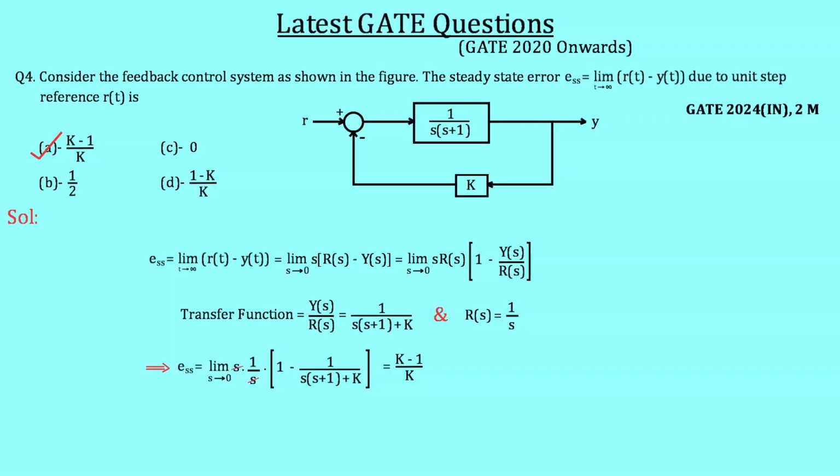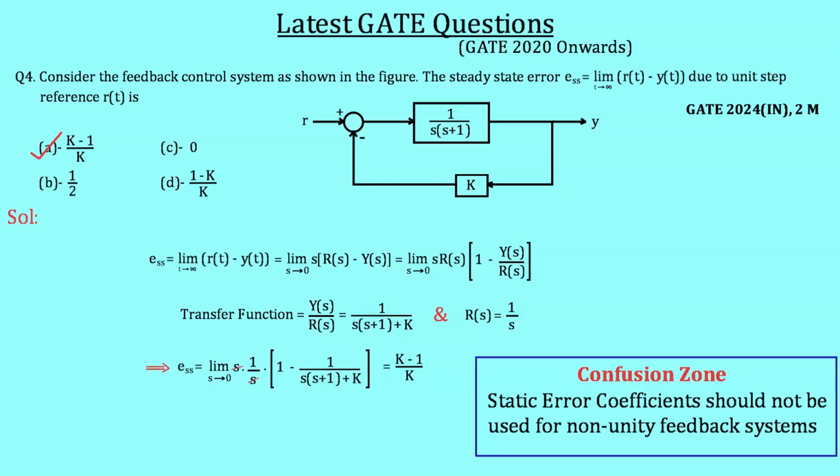Before moving forward, let us discuss a very important confusion zone. Few of you may think that we should use static error coefficients here, but in the lectures it is clearly mentioned that the static error coefficients which we are studying here are meant only for unity feedback systems. In the disadvantages of static error coefficients also, it is clearly mentioned that the analysis for non-unity feedback systems is quite lengthy and non-beneficial. That's why we do not use static error coefficients for non-unity feedback systems.